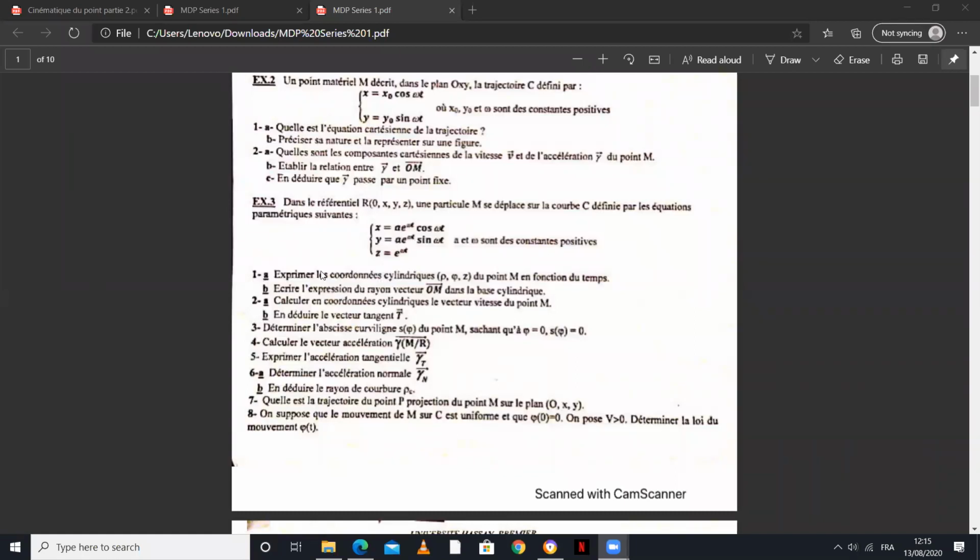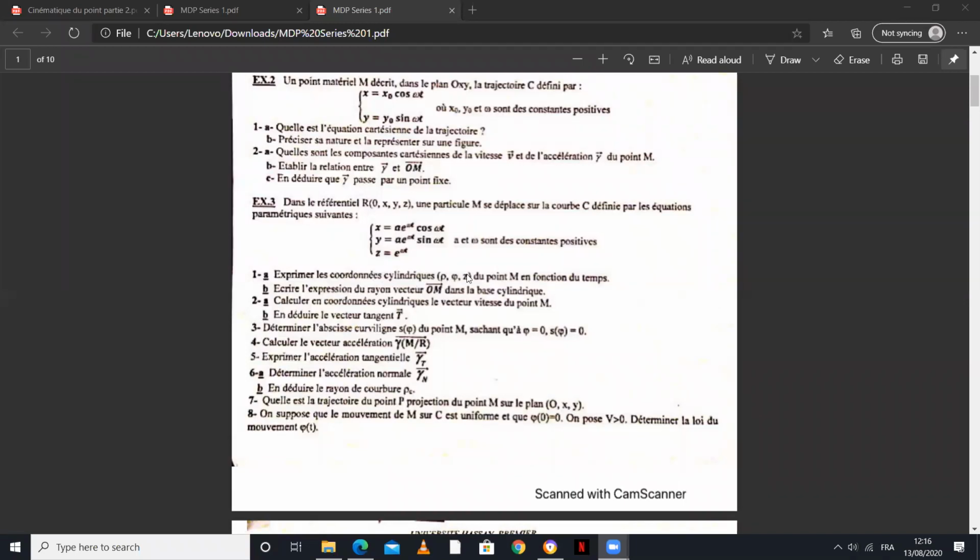So the first question is, exprimer les coordonnées cylindriques ρ, phi et z du point M en fonction du temps. So you see here they've given us x, y, z. This is like from the Cartesian coordinates, x, y, z. Now what they're asking us to find are the expressions of the cylindric coordinates ρ, phi, z.